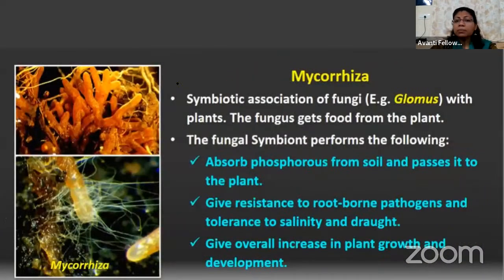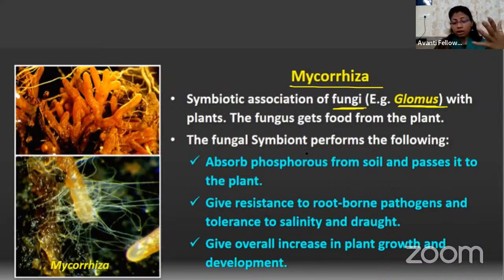Now the next is mycorrhiza. Firstly, we have done the rhizobium. Now we have the mycorrhiza. Now in rhizobium, we have the symbiotic association with the bacteria, right? But in mycorrhiza, we have the symbiotic association with the fungi, that is fungus. Okay. So fungus has the symbiotic association with the roots of the vascular plants, and the example of this fungus is glomus.